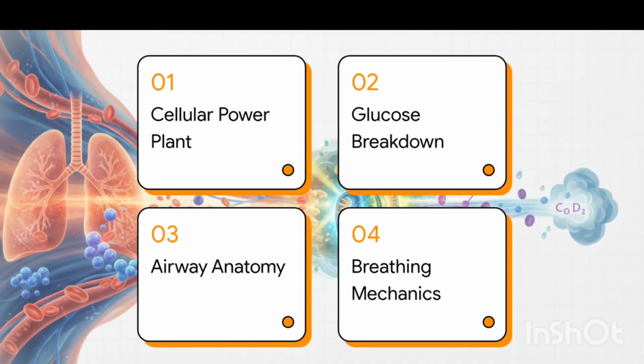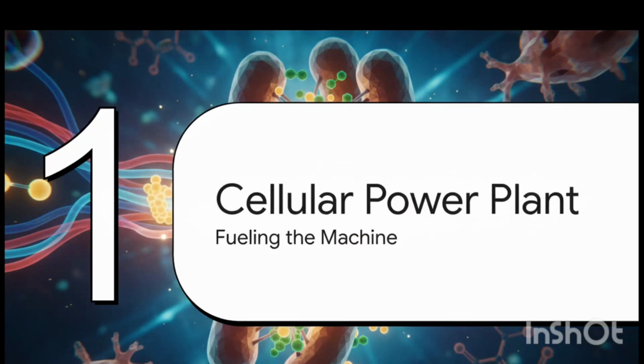Here is our flight path for today. We're going to start with the cellular power plant, trace the pathways of glucose breakdown, check out the anatomy of the airways, and then wrap things up with the actual mechanics of breathing. Section 1. The cellular power plant, fueling the biological machine.